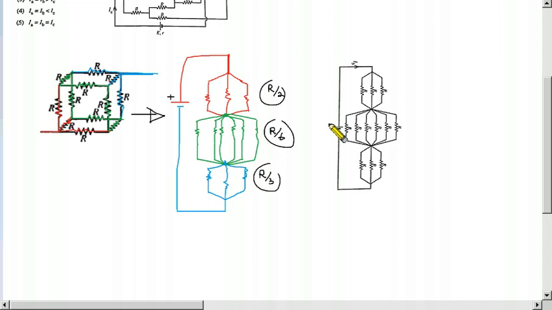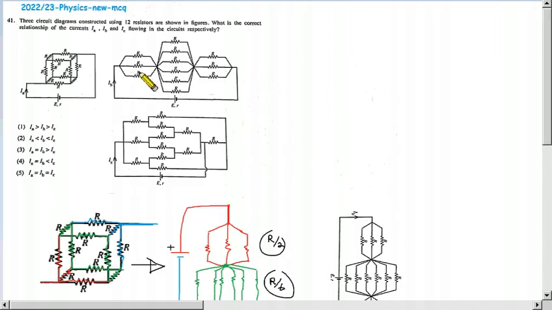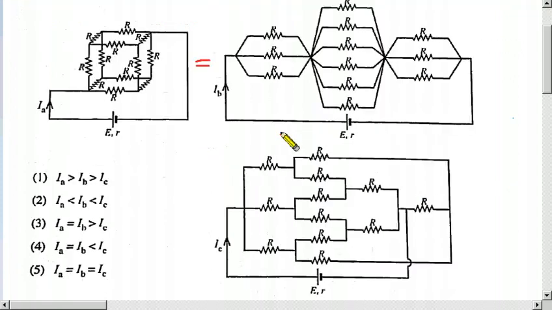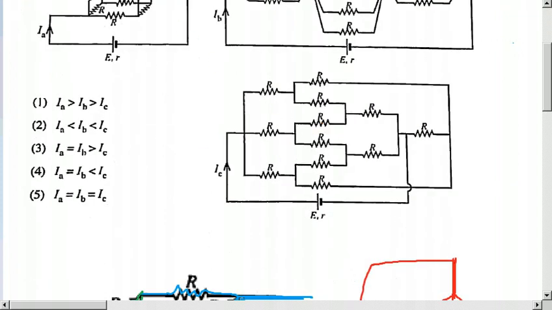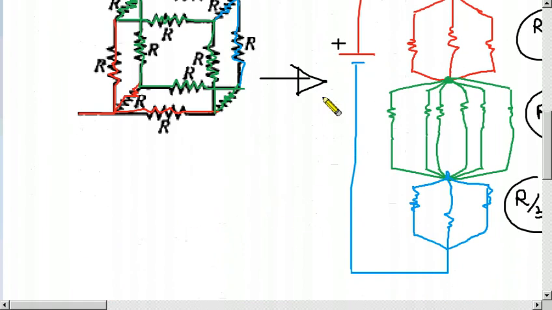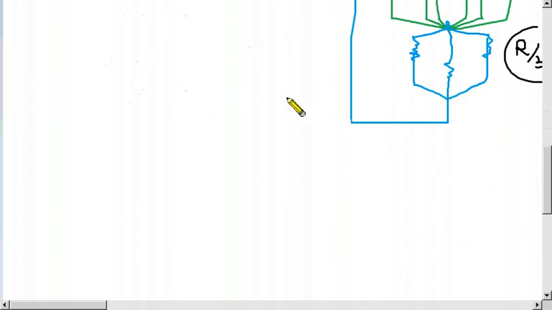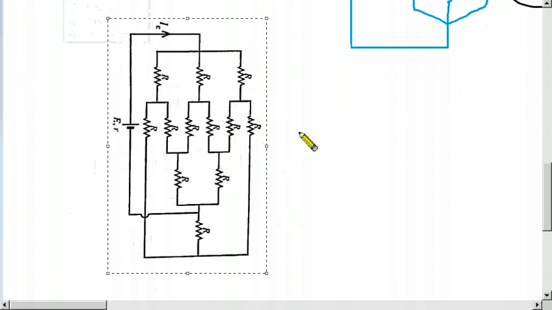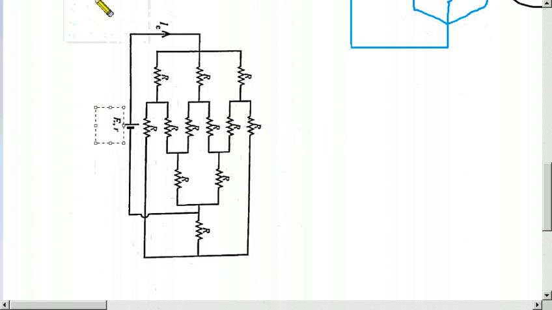So this one is the same, you see. So we can write here now what? This diagram is equal to this diagram. Now let us take this one and let us discuss it. Let us rotate this 2 as previous.